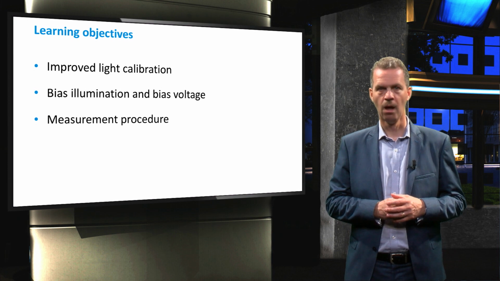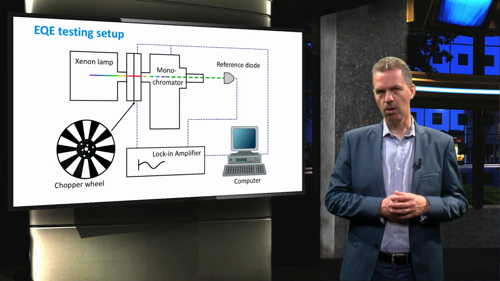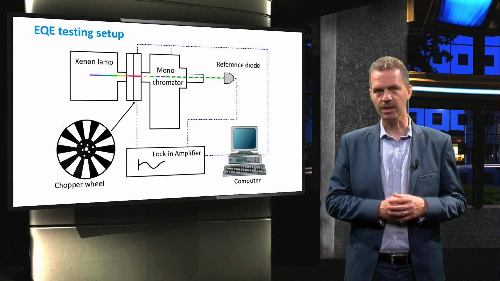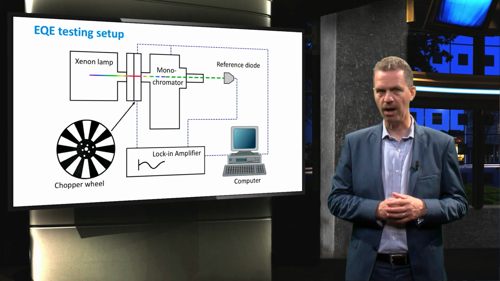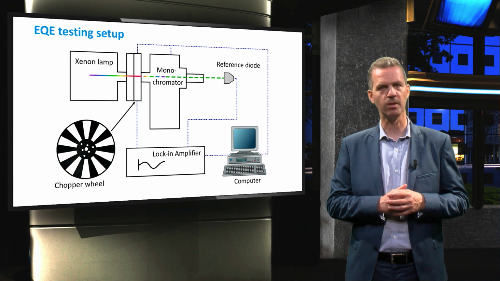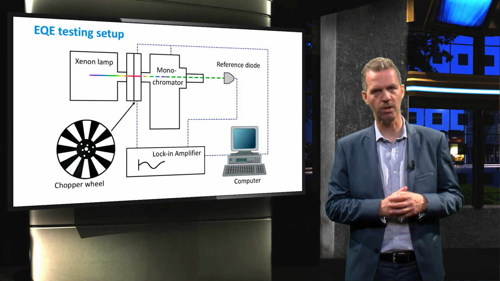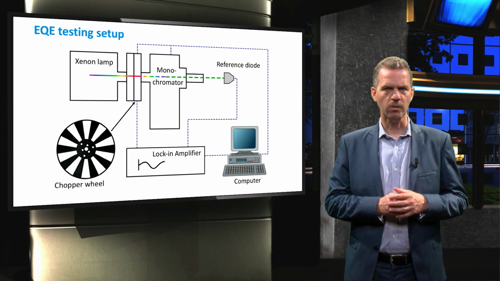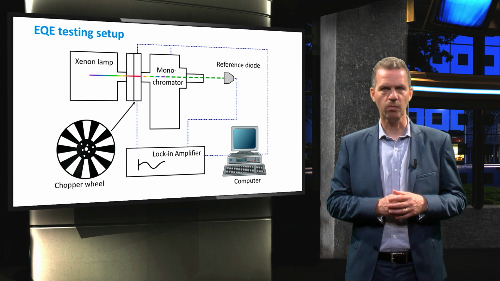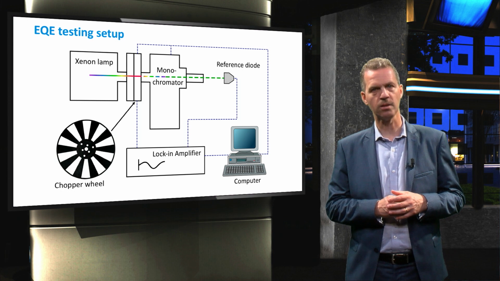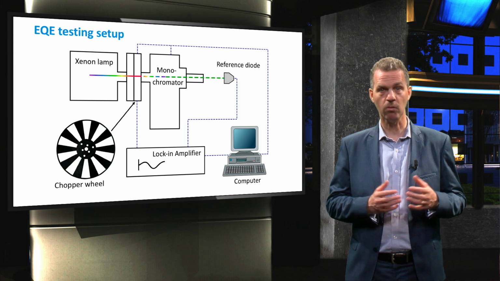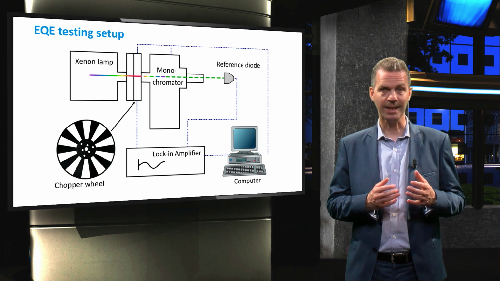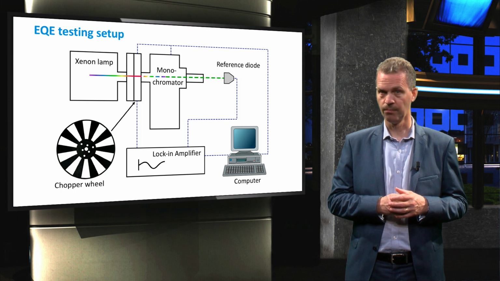We've shown in the last video that the light source should be calibrated with a reference diode prior to every measurement, since the spectral intensity of the lamp may vary over time. A measurement will typically take a few minutes, which means that any fluctuations of the light source in a shorter period will go unnoticed, making the EQE curve less accurate.